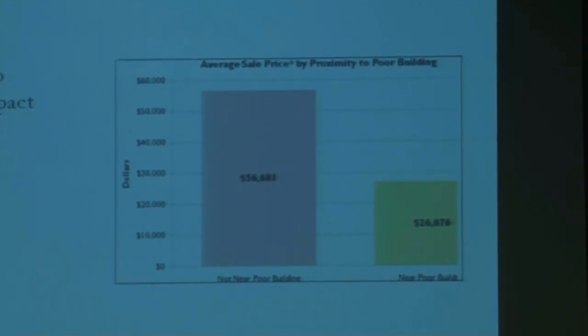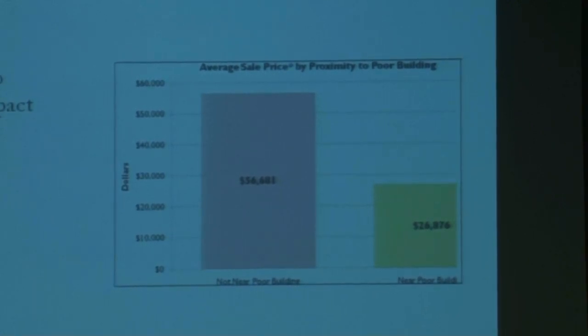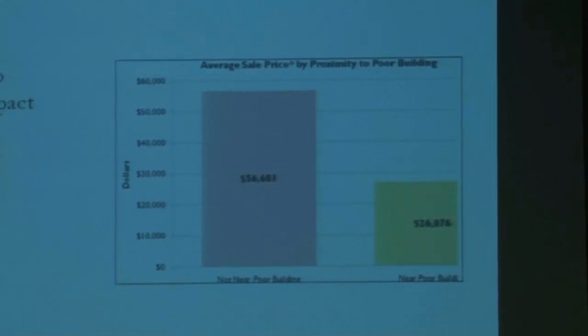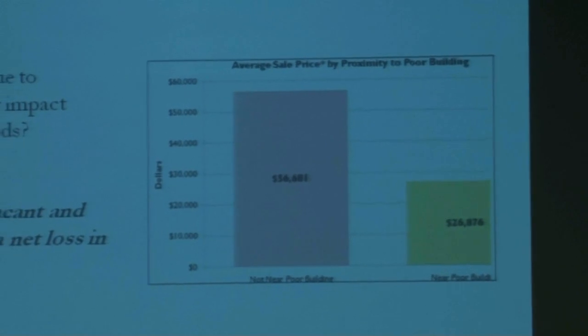I don't have the specific market data. I'm sure we could, but I think this does enough to justify that those things that we talked about on the last slide do impact the value of homes moving forward. And that just basically says houses within close proximity of vacant and abandoned properties experience a net loss in value.